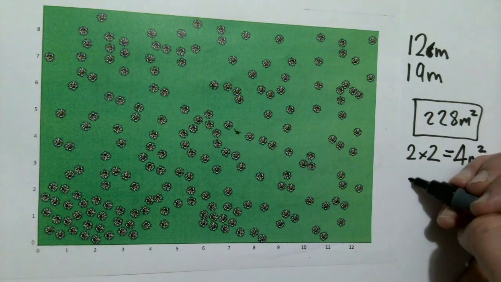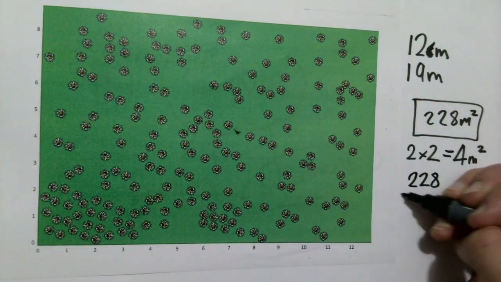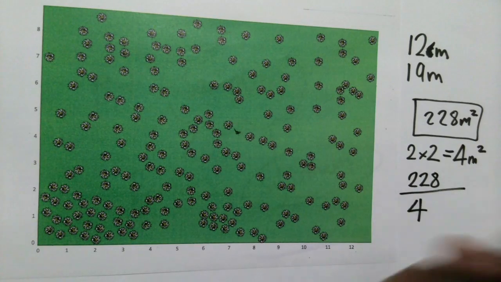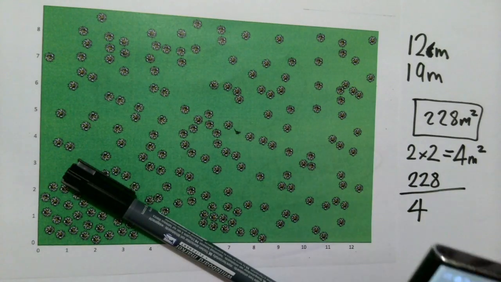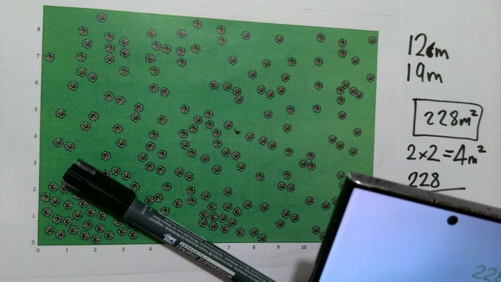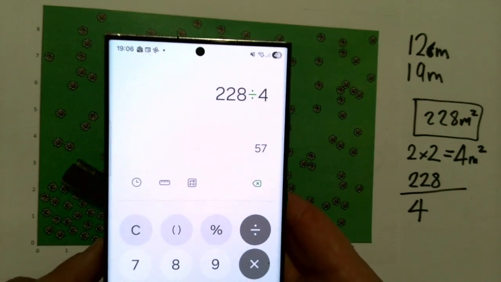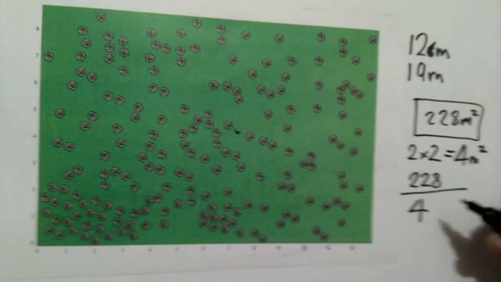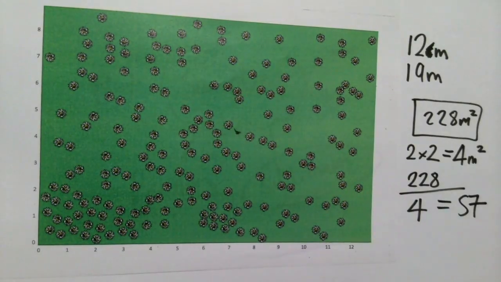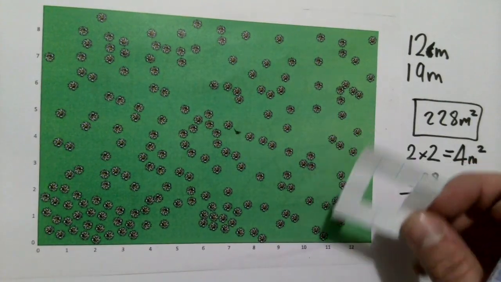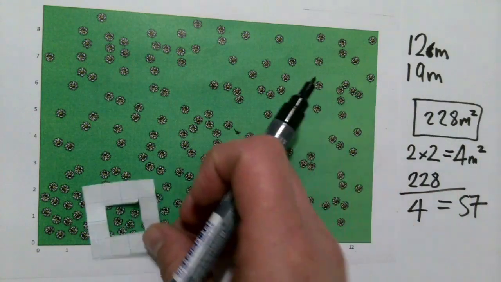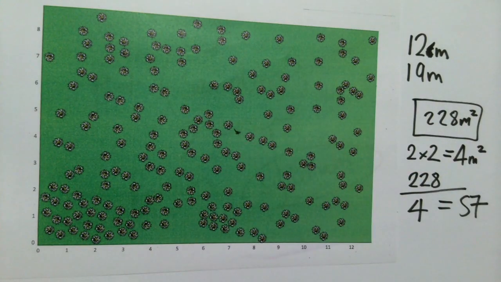So what I would then do is go 228 divided by 4, because that's the size of the quadrat. Let's bring up the old calculator again. Here she blows. Divided by 4 equals 57. That means 57 of those will fit in there. Okay, that's the first part of the random sampling.